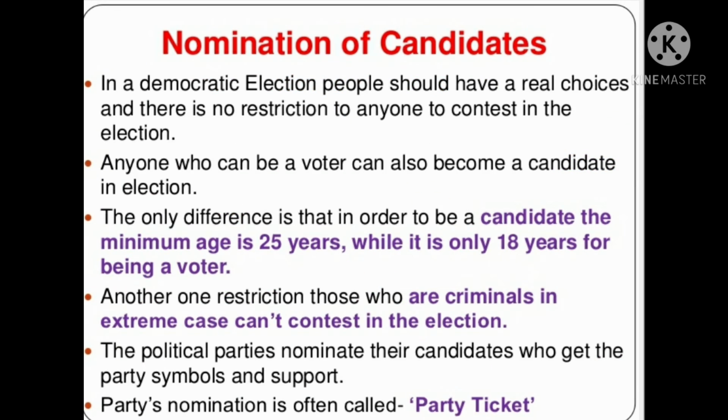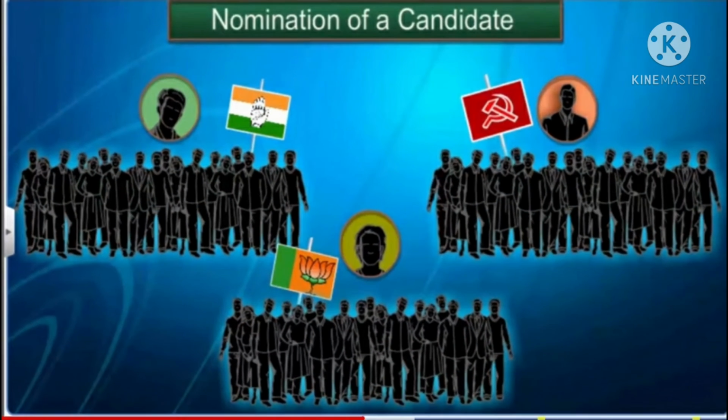Nomination of candidates. Anyone who can be a voter can also become a candidate in election. The only difference is that in order to be a candidate, the minimum age is 25 years, while it is only 18 for being a voter. The political parties nominate their candidates who get the party symbols and support. Party's nomination is often called party tickets.